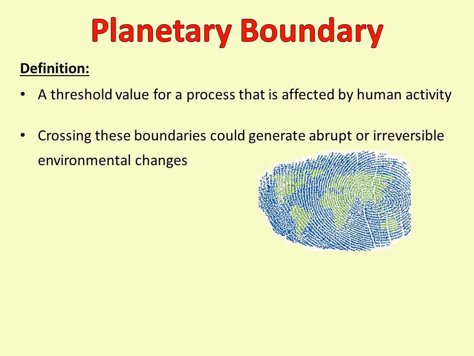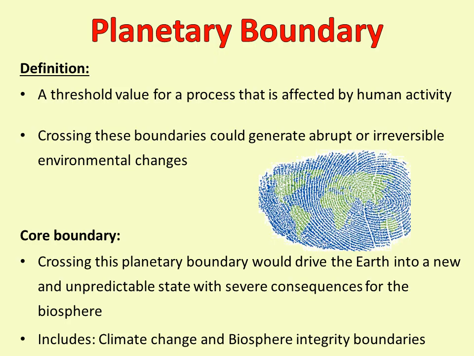You need to learn a clear and concise definition for planetary boundaries: a threshold value for a process that is affected by human activity. Crossing these boundaries could generate abrupt or irreversible environmental changes. There are two core boundaries, climate change and biosphere integrity. We have already crossed these planetary boundaries, meaning that we are driving the Earth into a new and unpredictable state with severe consequences for the biosphere.